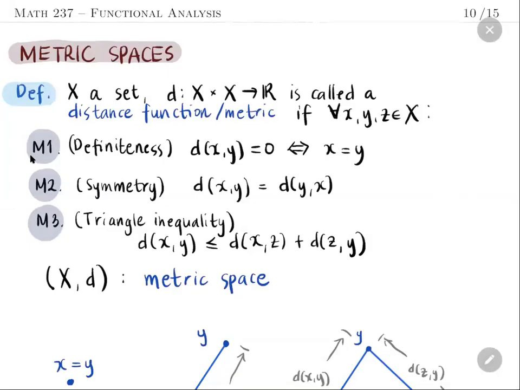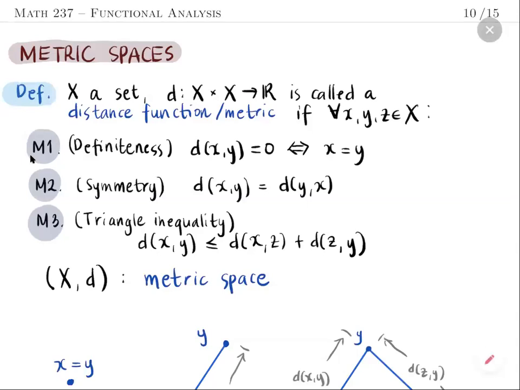In the previous lecture, we've discussed topological spaces, and in this part, we would like to construct a topology out of a distance function or a metric. So a metric is an abstraction of the Euclidean distance in R^n.